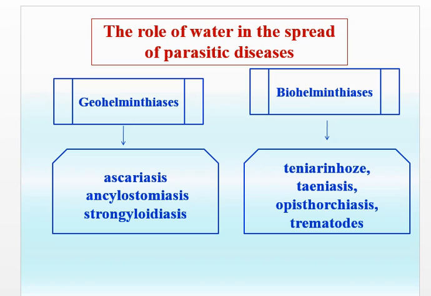On this slide, you can see the role of water in the spread of parasitic diseases. You can see two types of these parasitic diseases: helminthiasis and biohelminthiasis. What is helminthiasis? It is ascariasis, ankylostomatosis, strongyloidiasis. Biohelminthiasis is teniarinhosis, teniasis, opisthorchiasis, trematodes, and others.